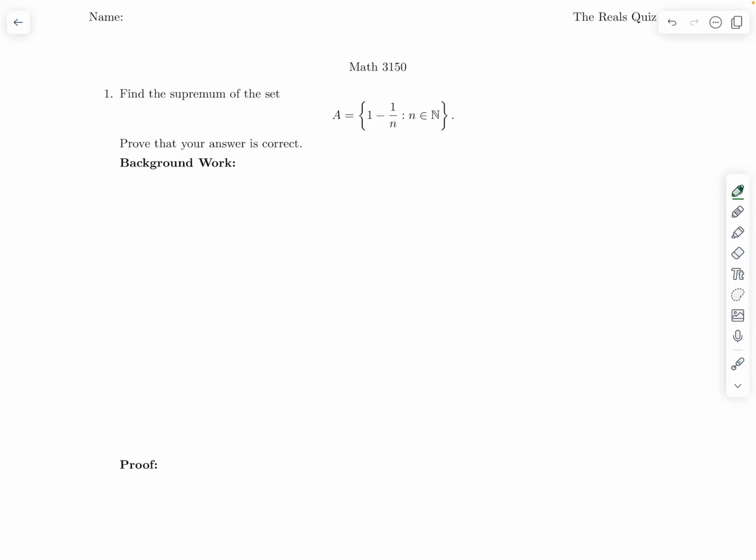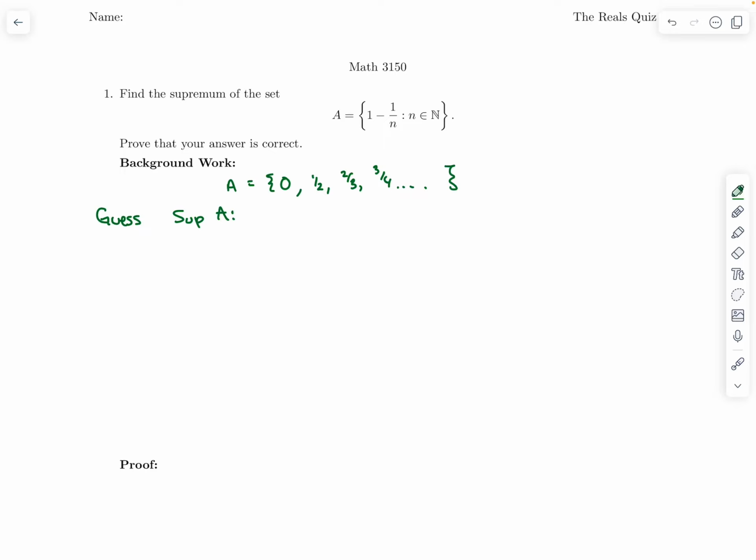So just to think about the set, when n equals 1, I get 0. When n equals 2, I get 1 minus a half, which is a half. N equals 3, 1 minus a third, which is 2/3. N is 4, 1 minus a quarter, which is 3/4, and so forth. So if we think about this set, we can see it's getting bigger and bigger, but I'm only going to get up towards 1. So we can guess that the supremum is going to be 1.